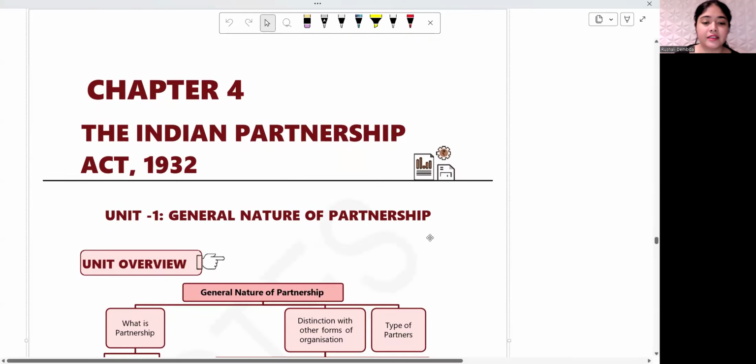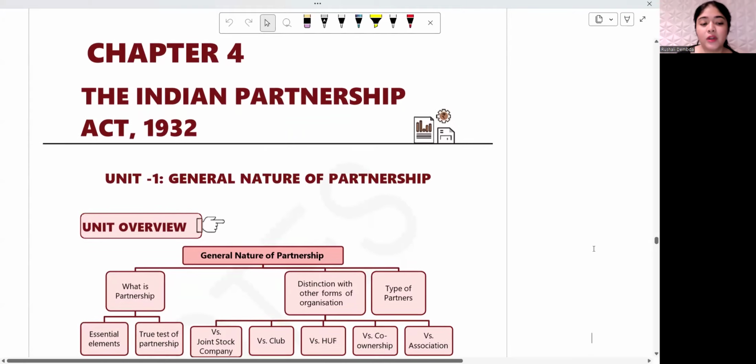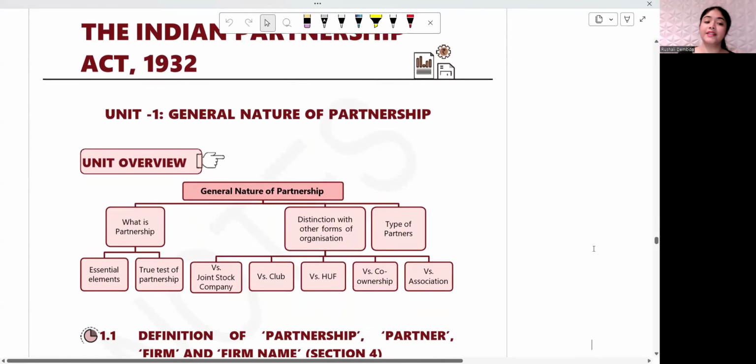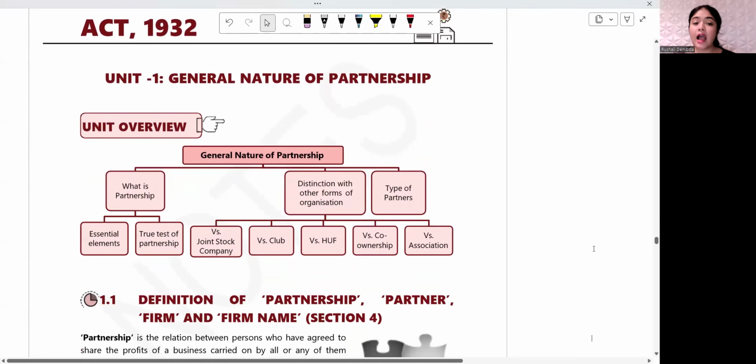Now, let's see what they have given over here. General nature of partnership is your unit 1, and we'll be discussing what is partnership, essential elements of a partnership, how we can verify that okay, this is actually a partnership and not an HUF, because that's why I asked you, if two family members are there and they come together, can they also do a partnership, or they can form an HUF? So that is what we have to see.